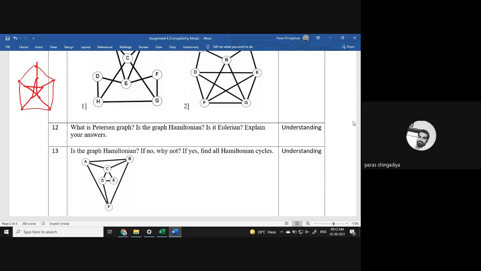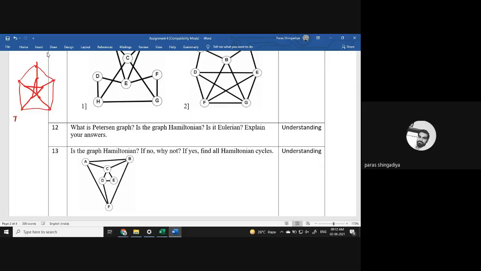Now this graph is not Euler, because we can apply one result to verify whether any graph is Euler or not: the degree of all the vertices should be even. Here the degree of every vertex is 3, which is odd. So this graph does not contain any Euler line, and therefore it is not an Euler graph. To say a graph is Euler, the degree of all vertices should be even.